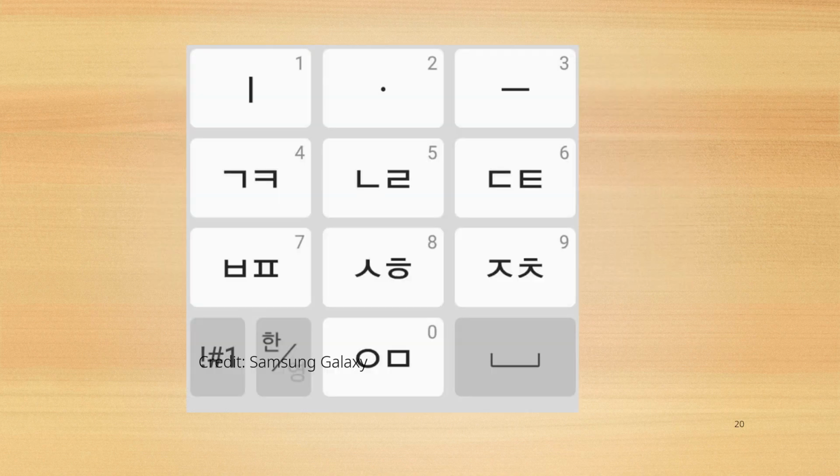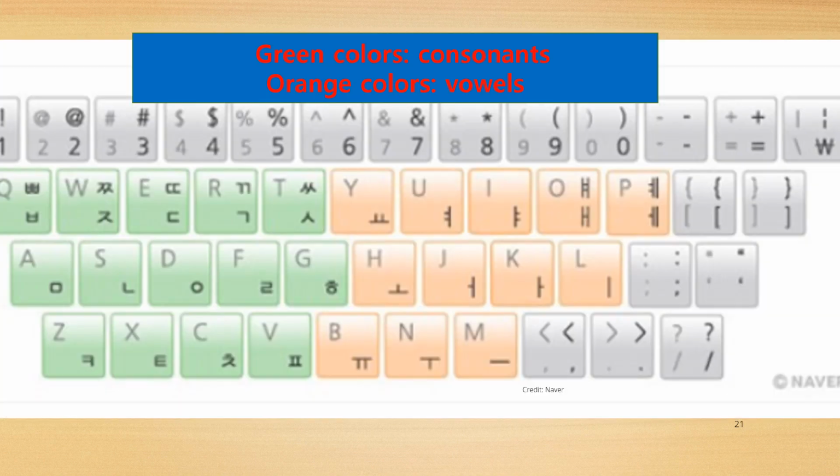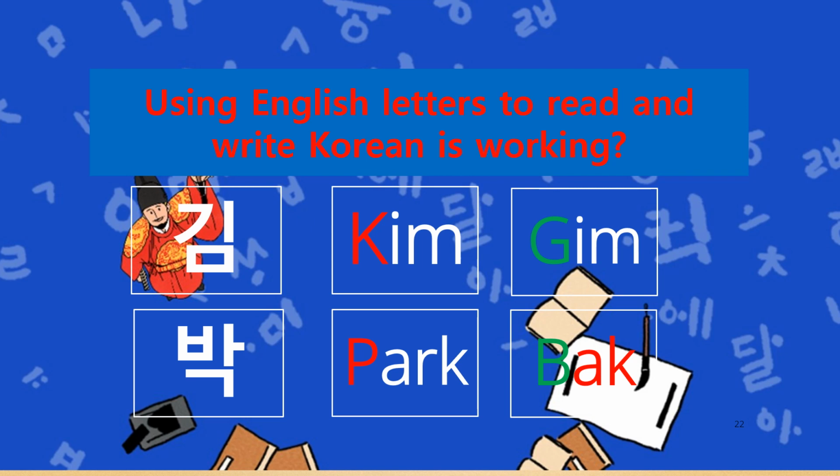And this is a Korean smartphone keyboard. This is A, this is E, and this is U. The fun fact about the Korean alphabet is that all the green parts are consonants and the orange part is the vowels. Interesting, isn't it? And using English letters to read and write, which people call romanization, is working.